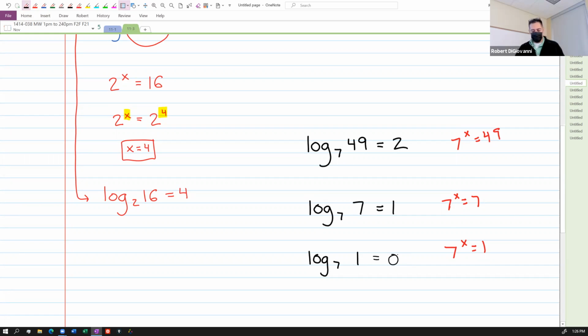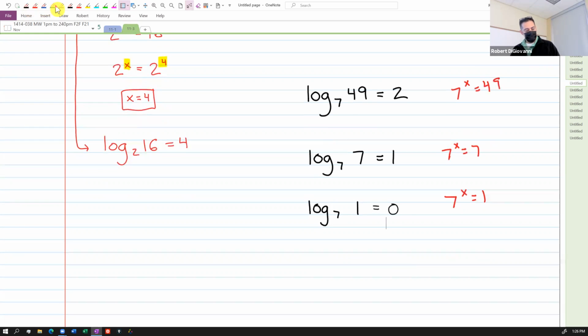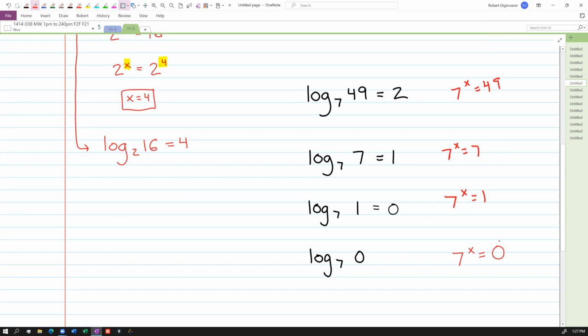Okay, now I'm going to try and plug in 0 and see if I can mess y'all up. Log base 7 of 0. That's asking me this question: 7 to what power is 0? What do you think? Undefined. Yeah, we can't do it. Why? No matter what, an exponential function can't ever get to 0.